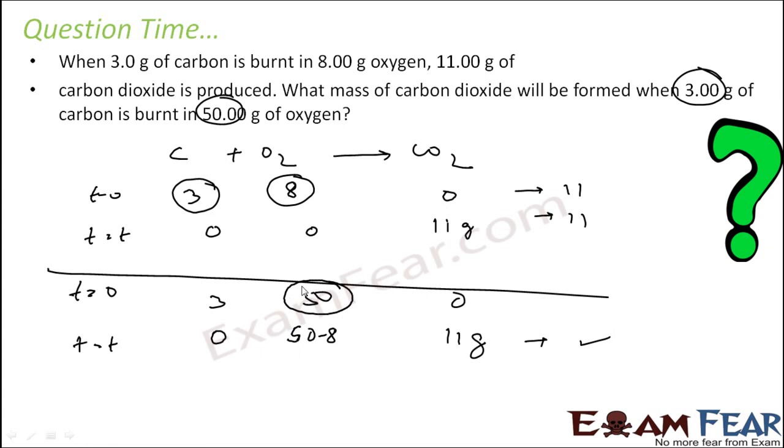Here also in the second scenario, what we are doing is pumping in more oxygen. But to burn 3 grams of carbon, only 8 grams of oxygen is required. So only 8 grams of oxygen will be used and the remaining will be unused.